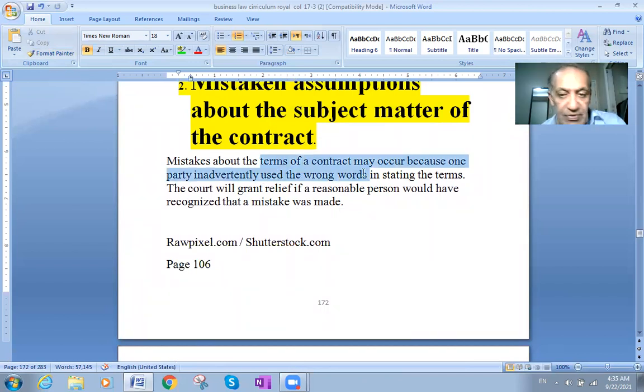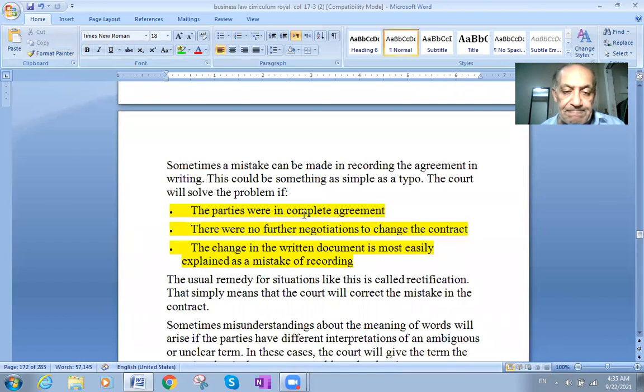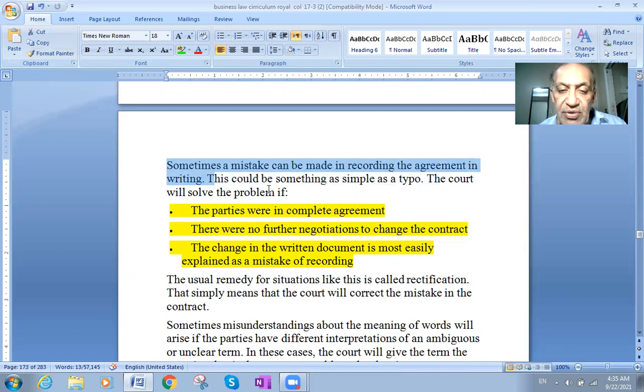Mistakes about the terms of a contract may occur because one party inadvertently used the wrong words in stating the terms. So we're using wrong words. The court will grant relief if a reasonable person would have recognized that a mistake was made. Sometimes a mistake can be made in recording the agreement in writing. This could be something as simple as a typo. The court will solve the problem if the parties were in complete agreement.